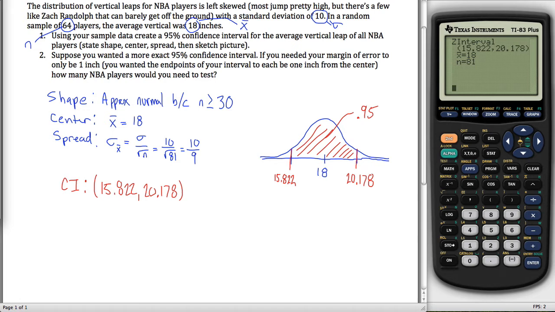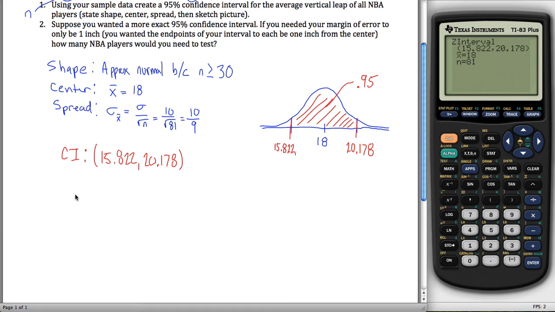All right, number two. Number two says, suppose I want a more exact confidence interval. I want the margin of error to only be 1 inch. The way you can come up with your confidence interval, more formulaically, is you take your point estimate, x bar, and you add and subtract what's called your margin of error. The margin of error is a z value, z sub alpha over 2, times your standard deviation, which is sigma over root n. This right here is called your margin of error.